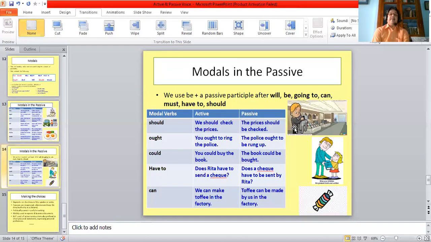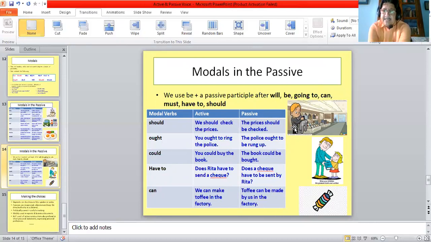Could, this will become you could buy the book, which is going to be changed into the book could be bought. So we can say the book could be bought or the book could be bought by you. But it doesn't sound so very natural. So it's better to say the book could be bought.